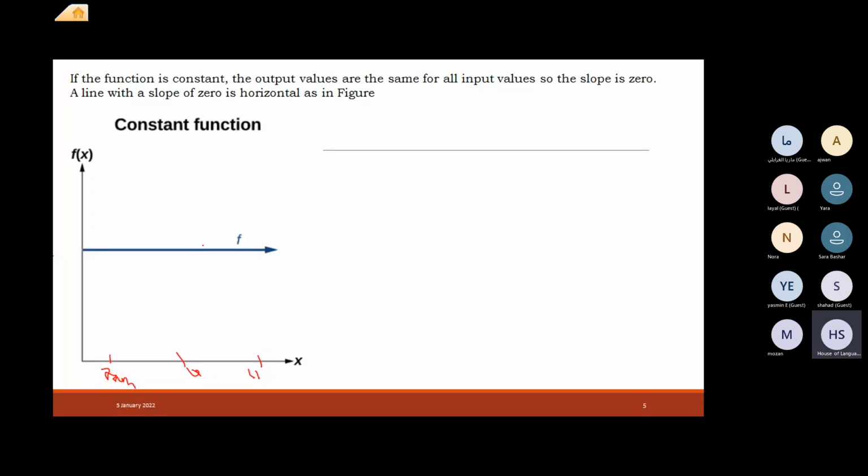How will it be? It will be like f of x equals 4, as an example. If the input is 0, the output is 4. If the input is 1, the output is 4. If the input is 2, the output is 4. If the input is 100, the output is 4. I said if you change any input, put any input, the output is still the same.